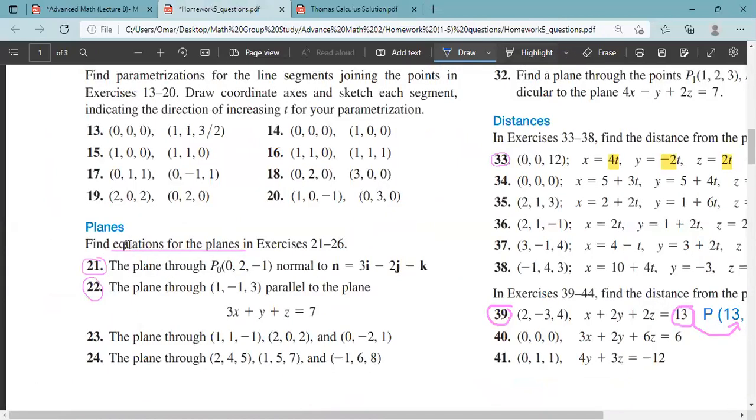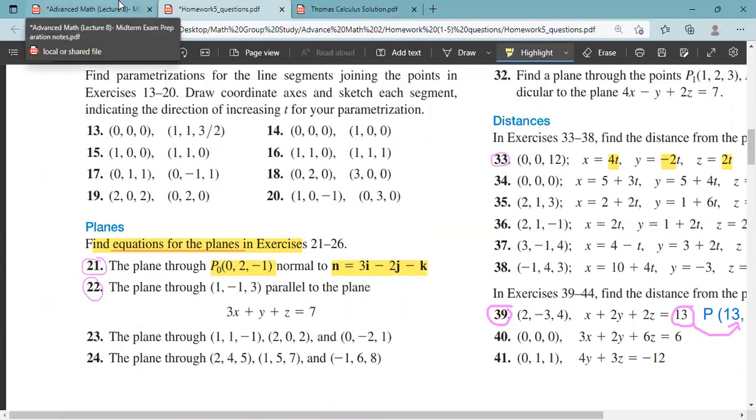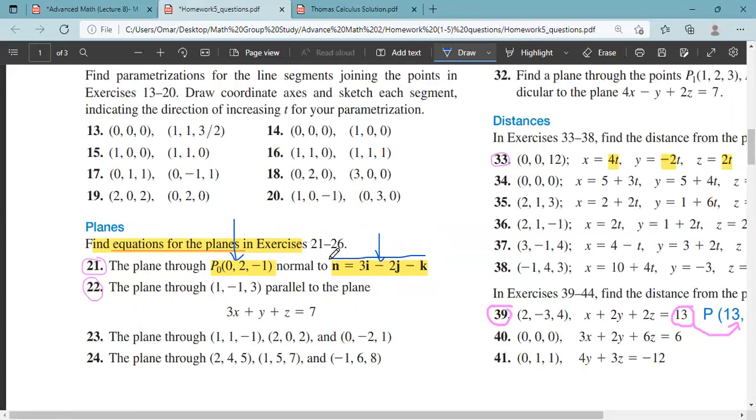Here we have to find the equation for the planes in the exercise. So we have to find the equation for the plane. Here our plane goes through this point and is normal to this vector. So we have to find the plane equation for the plane that goes through this point, and there is a normal that is 3i minus 2j minus k. So you can just imagine this normal as a vector, right?